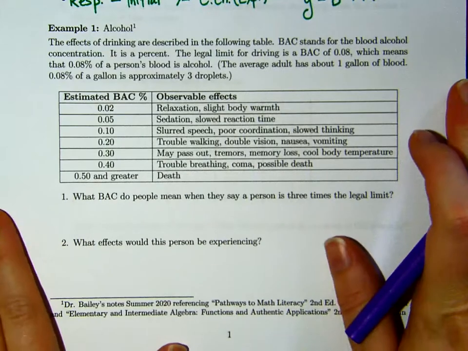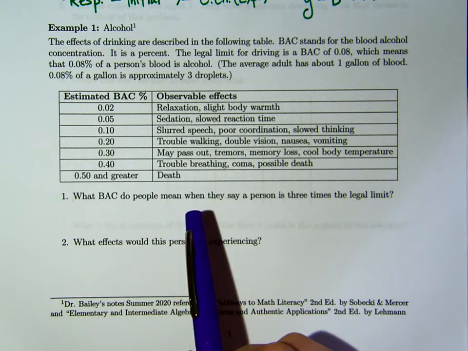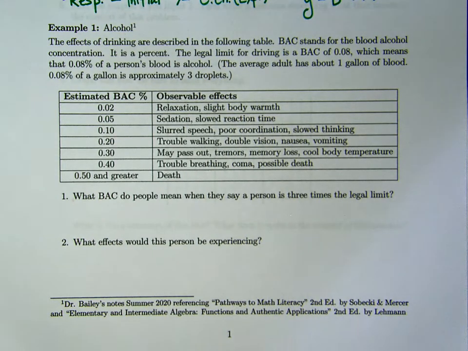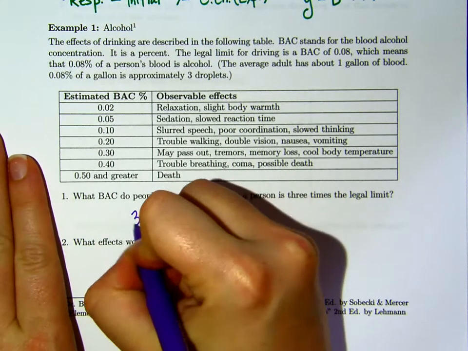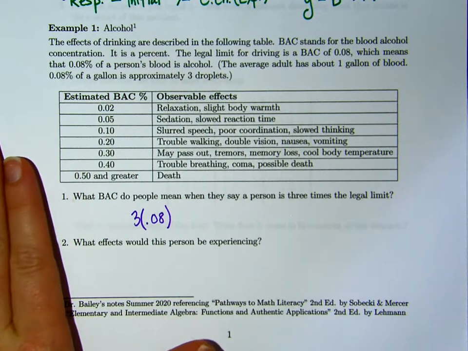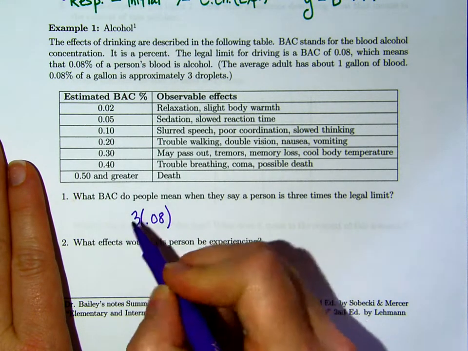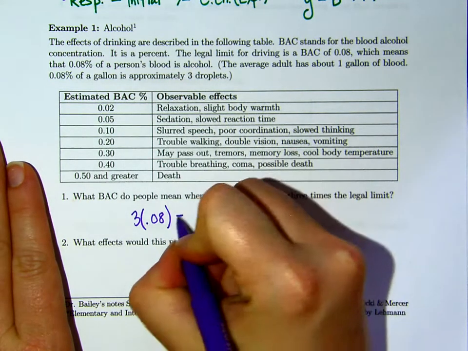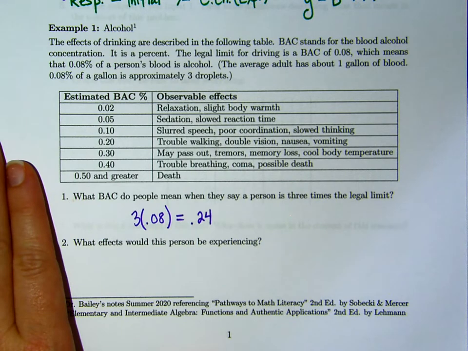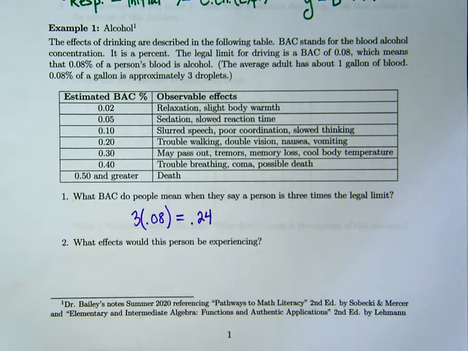So, what blood alcohol concentration do people mean when they say a person is 3 times the legal limit? Here we go. 3 times 0.08, or if you want to look at it this way, 0.08 added 3 times. Yeah? 3 times the legal limit is 0.24.